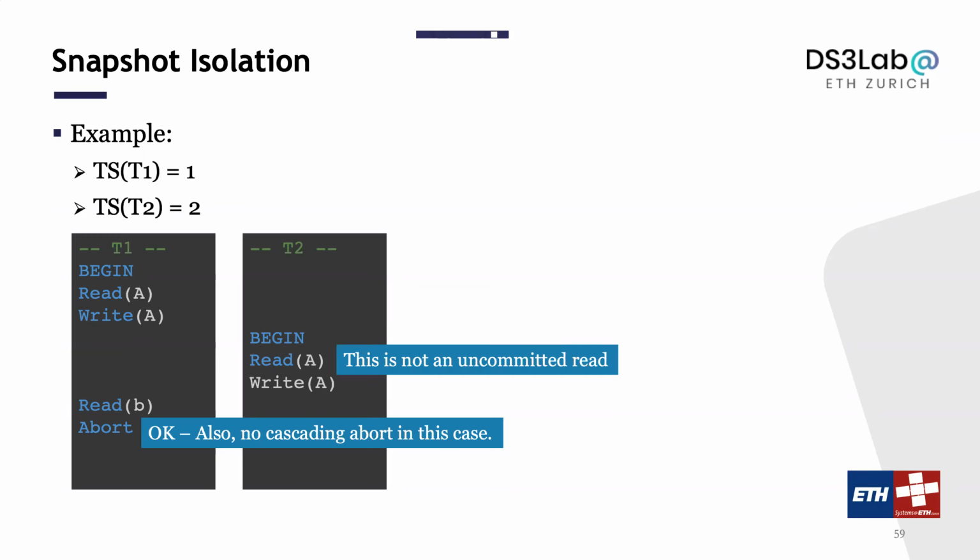And again, one thing that's very important is this read is not an uncommitted read, because this read will not know about this write from T1. They all work in their own snapshot. This read has no access to this write. Okay, so it's not reading an uncommitted value.